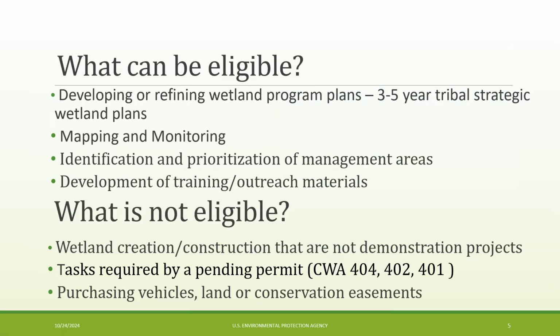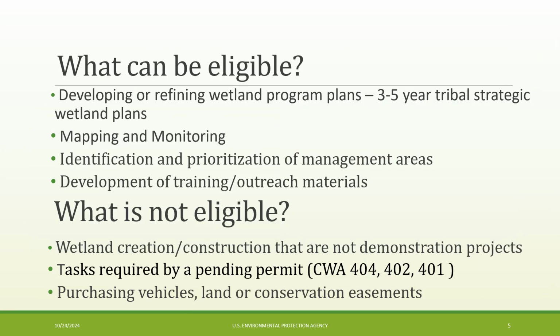So again, a little bit about what is and what isn't eligible. This grant's a little bit different than the grants that we just heard about in the last session, which were focused more on implementation. This is a program development grant. So this is a grant that can be used for developing wetland program plans. It can be used for developing mapping and monitoring programs, identification and prioritization of wetlands, and also development of training materials. I should also mention this can be used for developing tribal water quality requirements and other things.